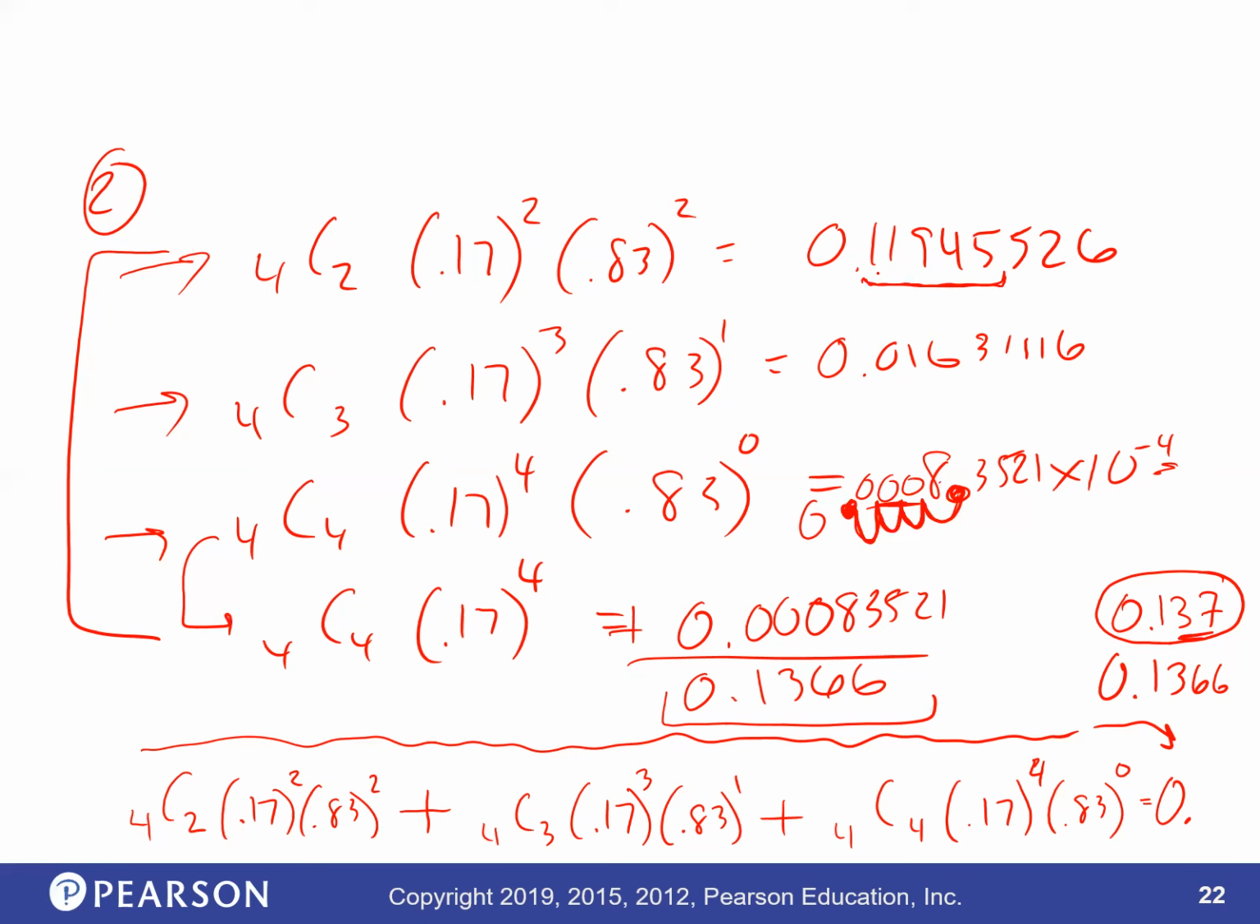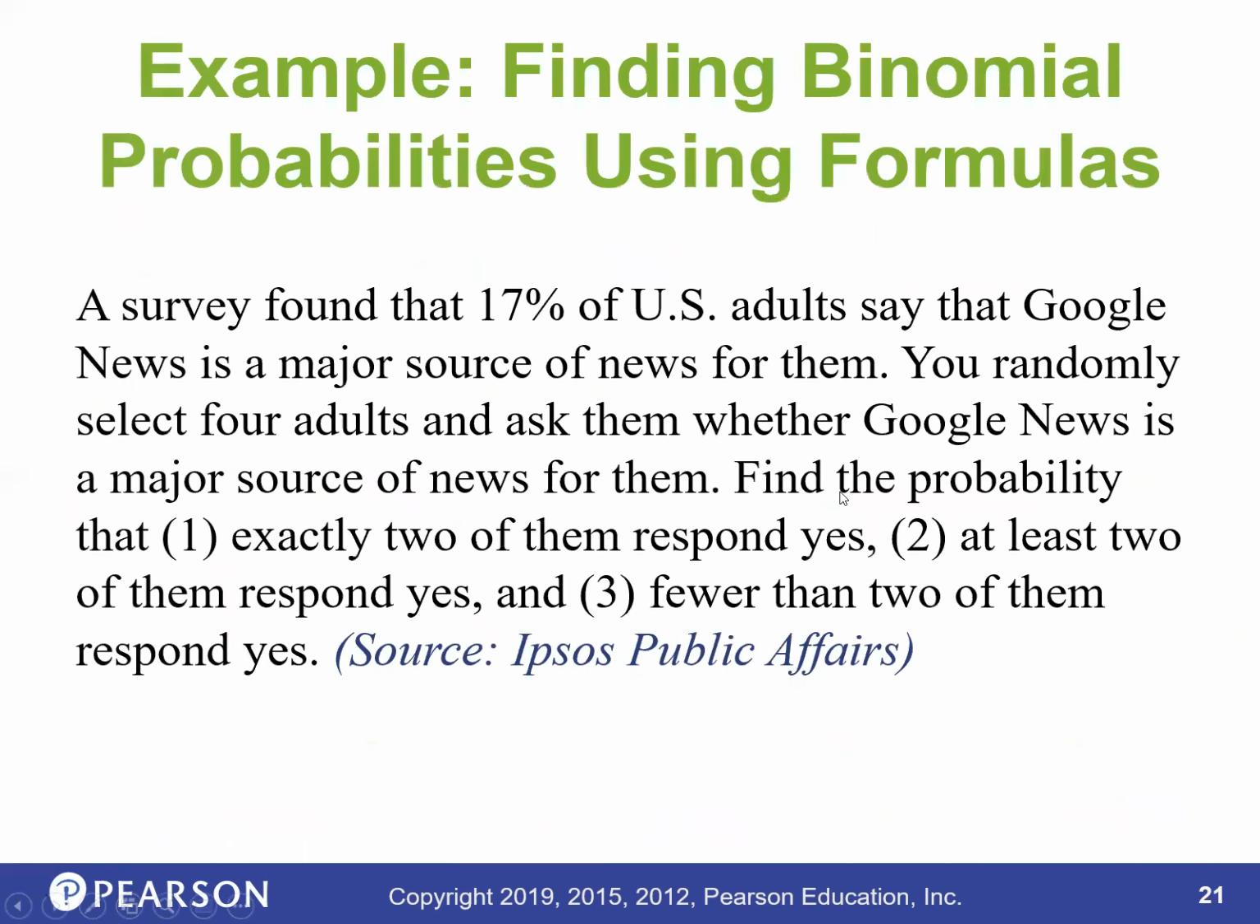Okay, so are we good with number 2? That was only number 2. We got to go over here. Number 3, fewer than 2 of them respond yes. Oh, man. We got to do this all over again. So we got to think about what fewer than two means. There's only two to go: zero, and then one. That's the only thing we've got.